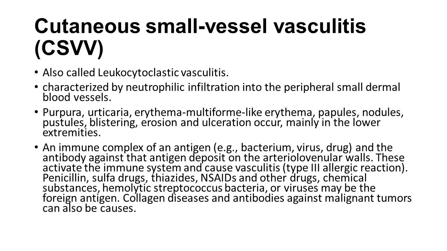An immune complex of an antigen, for example bacterium, virus or drug, and the antibody against that antigen deposit on the arteriolar walls. These activate the immune system and cause vasculitis, a type 3 allergic reaction. Penicillin, sulfa drugs, thiazide, NSAIDs and other drugs, chemical substances, hemolytic streptococcus bacteria, or viruses may be the foreign antigen. Collagen diseases and antibodies against malignant tumors can also be causes.